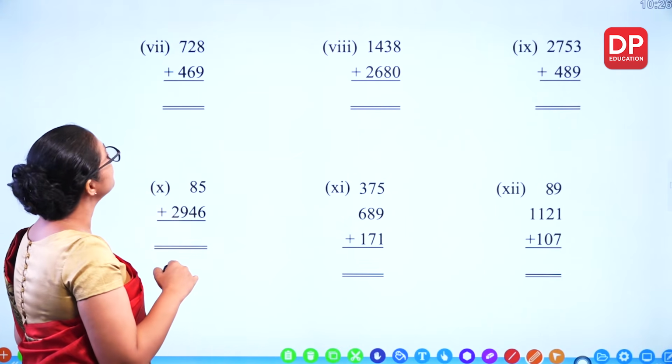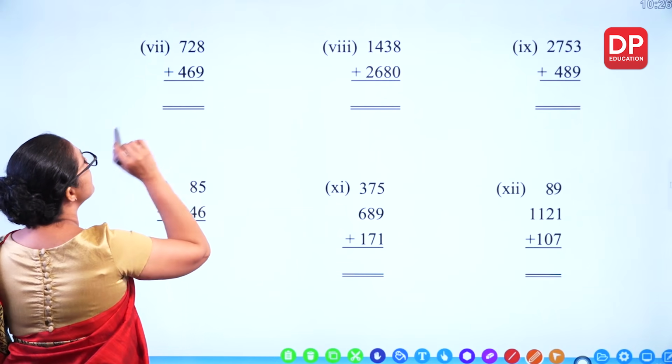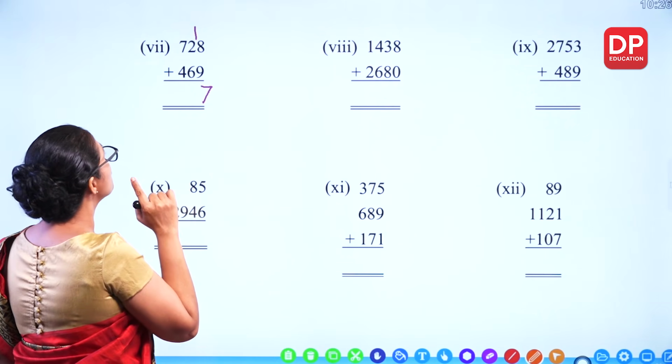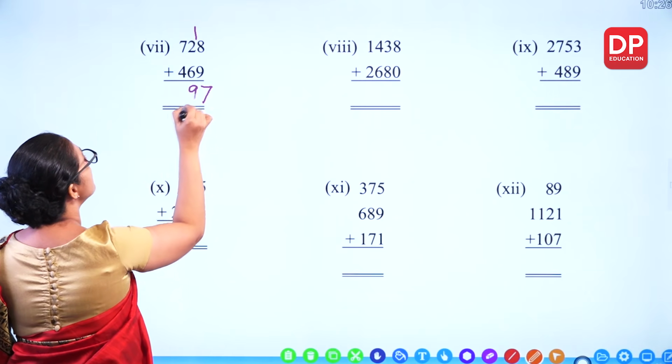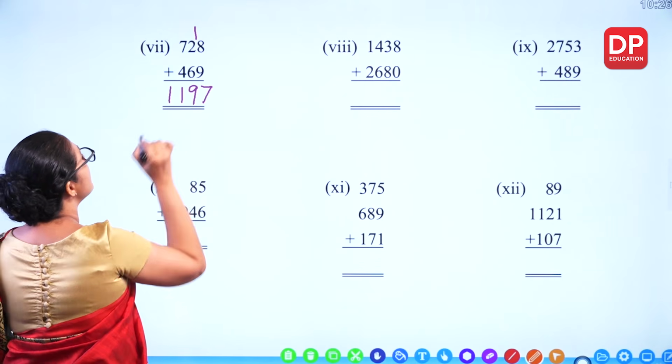This one, add these two numbers. 8 plus 9, 17. 1 there. 6 plus 2, 8 plus 1, 9. 4 plus 7, 11.